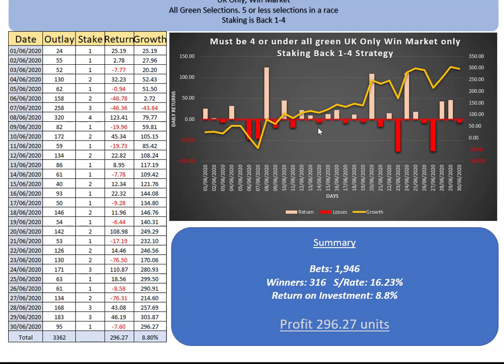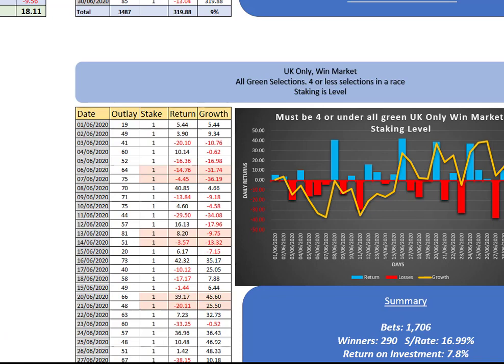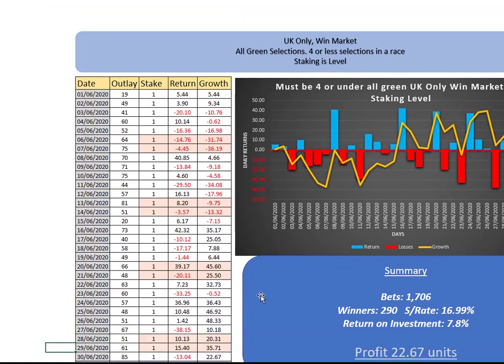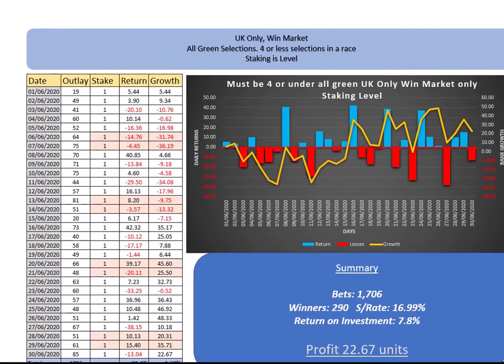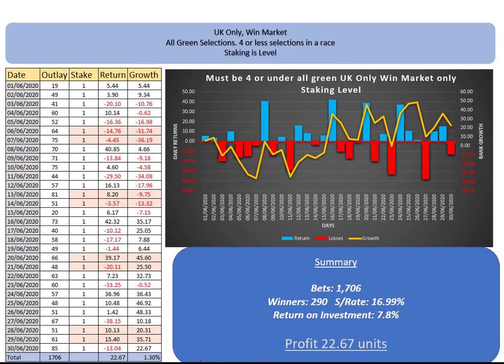Okay, and you can see there the growth of the mustard line there. Okay, so that's using 5 horses, 4, 3, 2, 1, all greens. If we look at 4 and under, so if there's 5 horses, we're ignoring them. In this one here, you can see now, if we look at level staking here, we spend £1,700 to make 22. So our profit is dropping off.